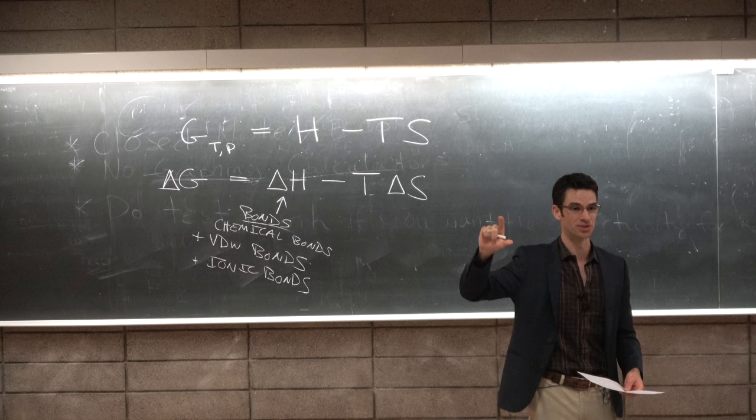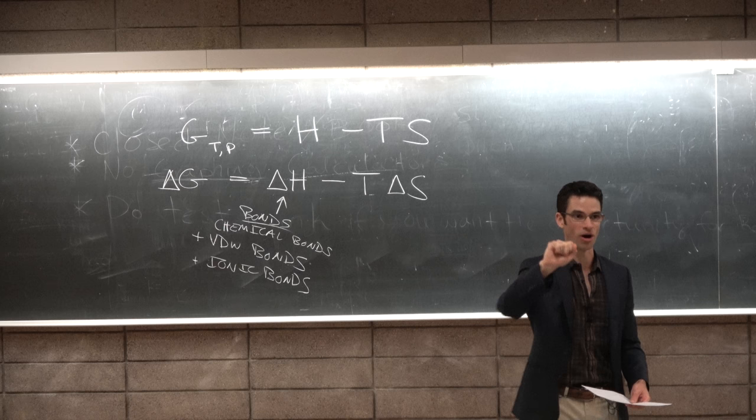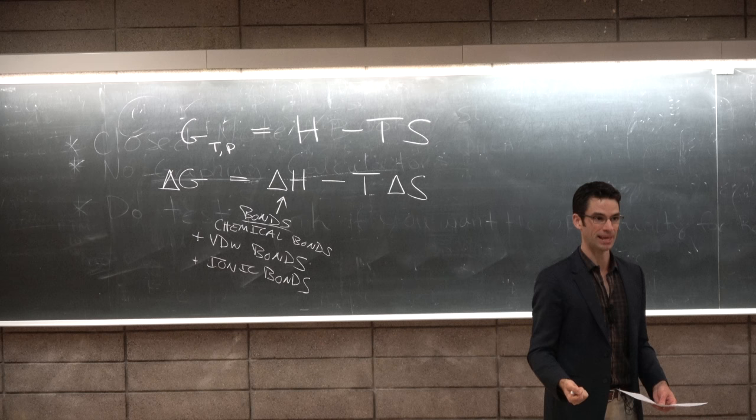We're only talking about configurational entropy. So where are these circles or spheres on a lattice? And are there more states available before a chemical process or after a chemical process?